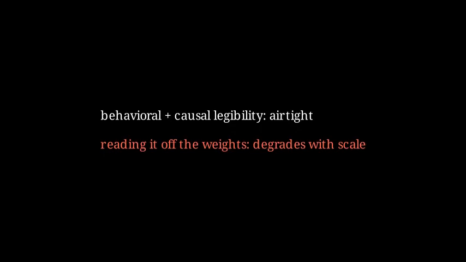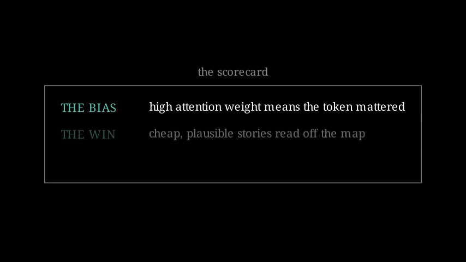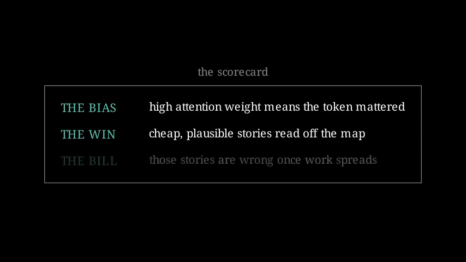Which gives us this episode's scorecard, and it reads a little differently from the others in the series. The bias we are tempted by: that a high attention weight means the token mattered. The win we get for believing it: cheap, plausible stories you can read straight off the map. And the bill that comes due: those stories are simply wrong once the work spreads across heads and layers.